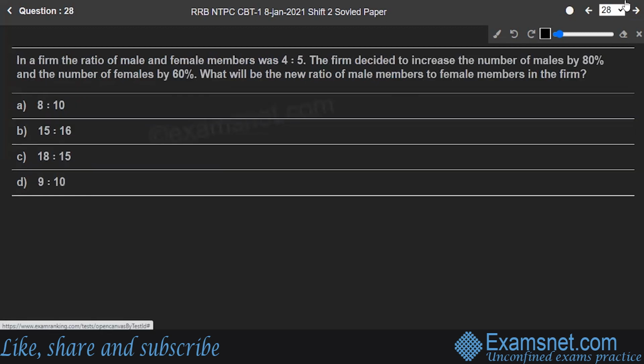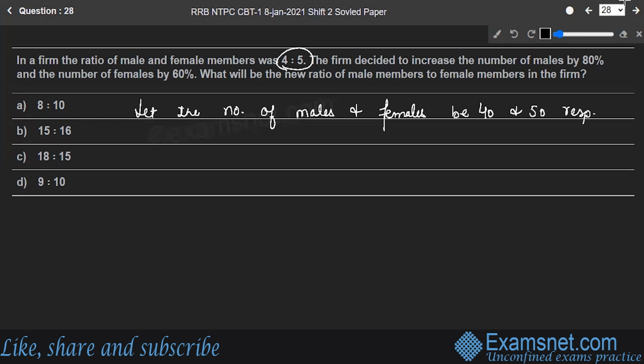In a firm, the ratio of male and female members is 4:5. The firm decided to increase the number of males by 80% and the number of females by 60%. What will be the new ratio of male members to female members in the firm? So first, there is a ratio of male and female members of 4:5. I'll say let the number of males and females be 40 and 50 respectively. Now, new number of males, see, there's an increase of 80%.